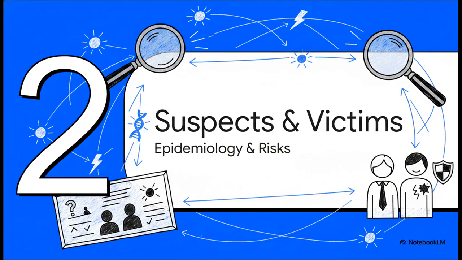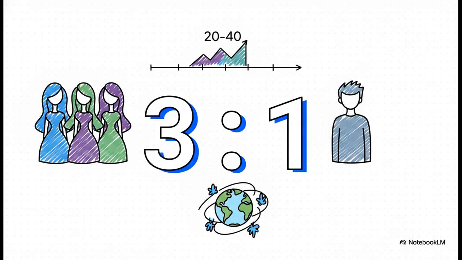Moving right along to Part 2, the suspects and victims. Let's talk epidemiology and risk factors. So who exactly gets this disease? 3 to 1. That is the approximate female-to-male ratio for typical MS diagnoses. And what's really interesting is that this disparity actually appears to be increasing over time. The peak onset usually hits between 20 and 40 years of age. Geography also plays a really fascinating role here, with the prevalence going up at higher latitudes, closer to the poles. But overall, the demographic profile is undeniably skewed toward young adult females.